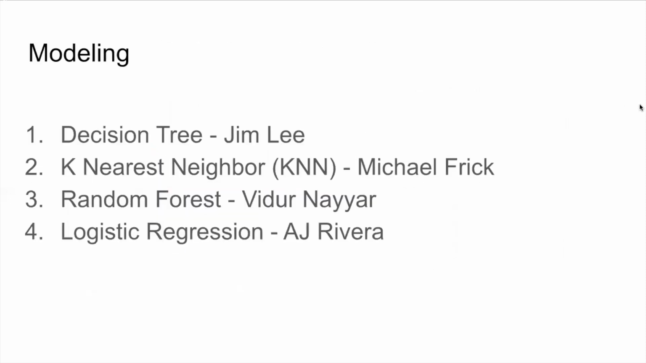And so we each took a model to describe and predict what customers would pick. We used these models and we each chose ownership of one model. I chose decision tree, Michael chose KNN, Vidur chose random forest, and AJ chose logistic regression.